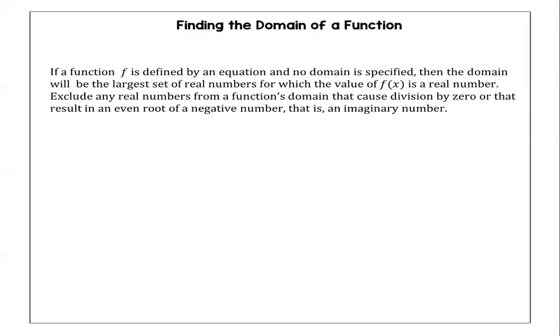Okay, so now we're talking about finding the domain of a function. If a function is defined by an equation and no domain is specified, then the domain will be the set of all real numbers, right? How do we write it in shorthand, or what are the two ways we can write it if the domain is all real numbers?